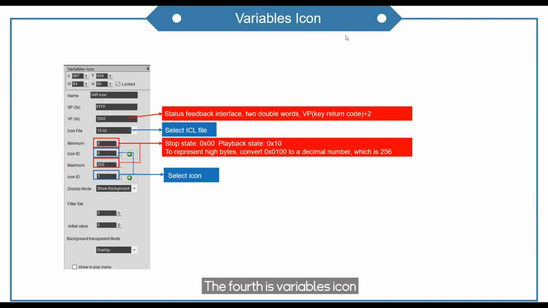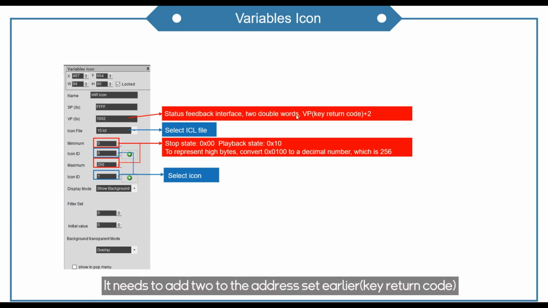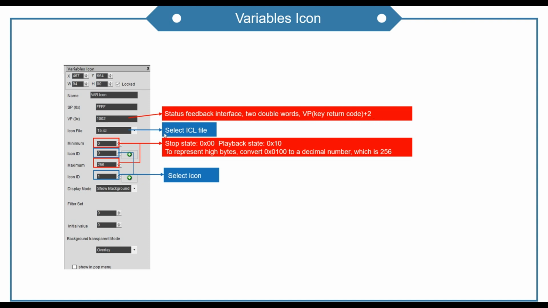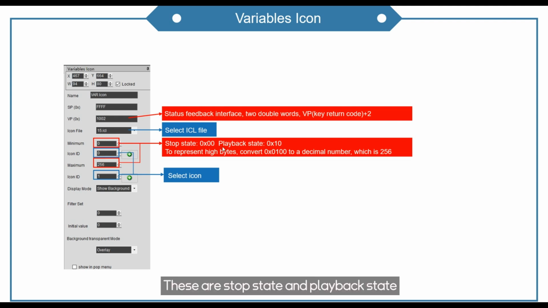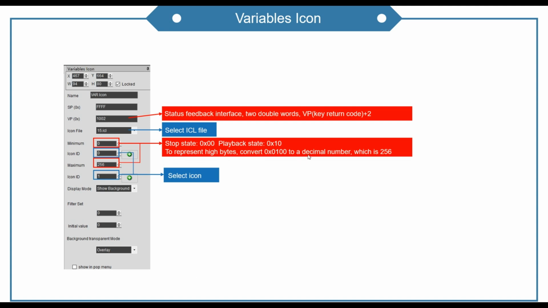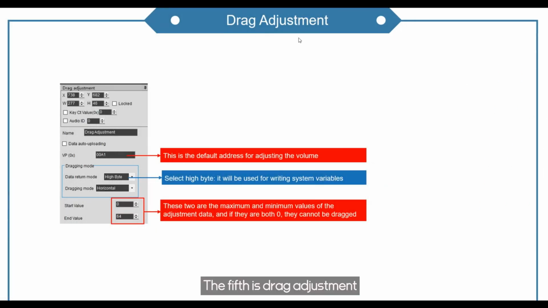The fourth is variables icon. This is status feedback interface. It needs to add to the address set earlier key return code. Select ICL file. These are stop state and playback state. Here to represent high bytes, convert it to a decimal number. Select the corresponding icon. The fifth is drag adjustment.